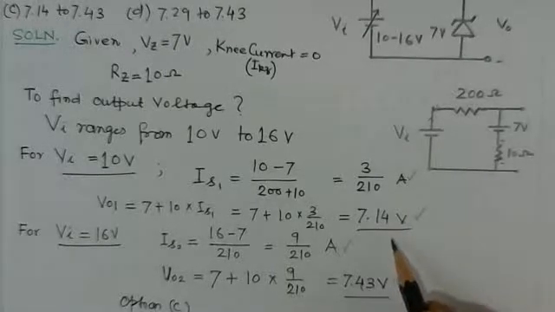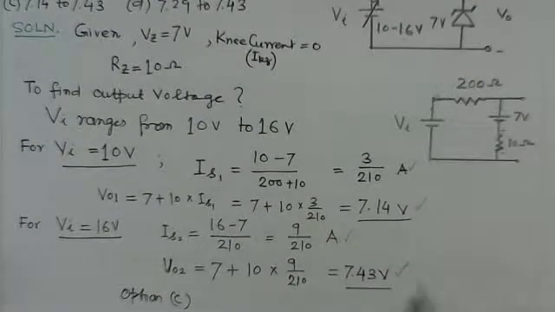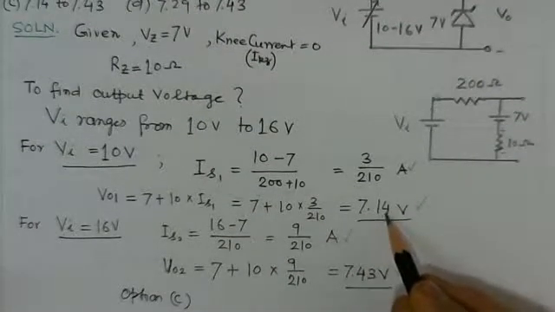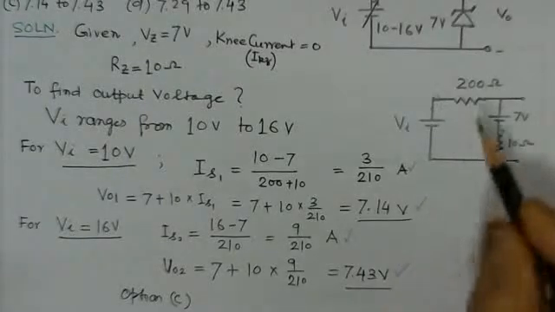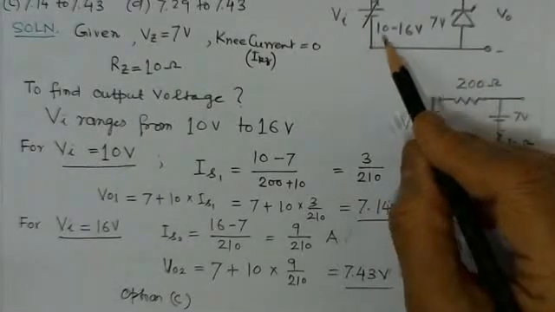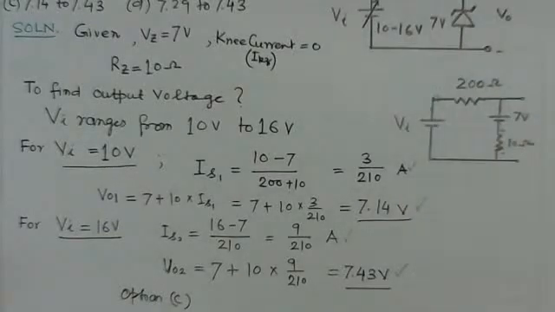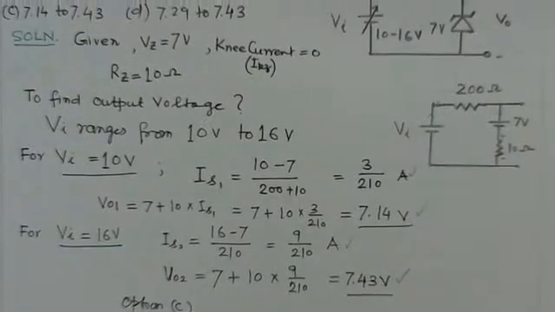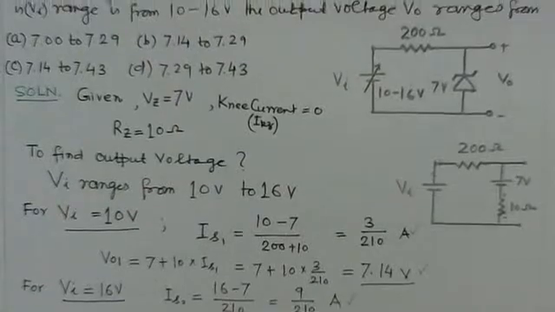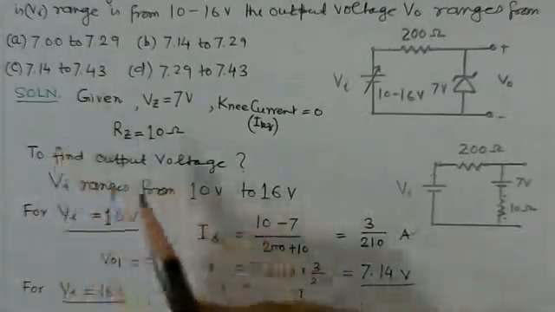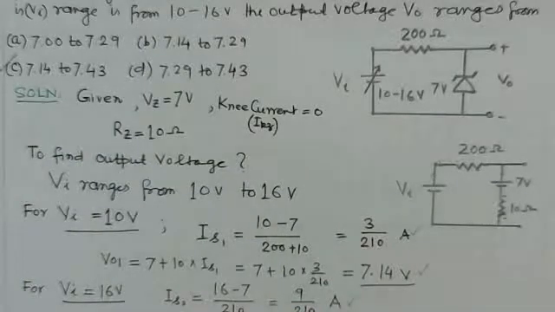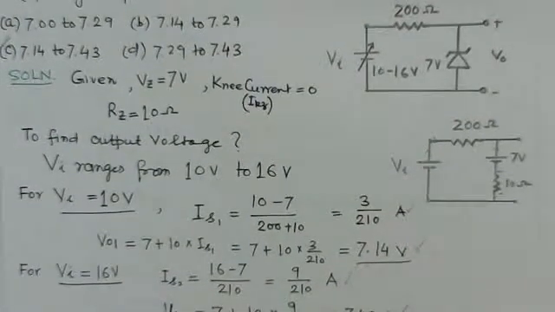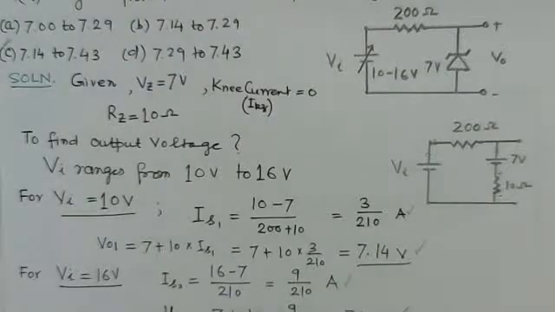That means the output here is changing from 7.14 volts to 7.43 volts, while the input has changed from 10 to 16 volts. So definitely the regulation has been taken care of here, and this gives me option C as the choice. So as for option C, this is the solution to the problem. Thank you.